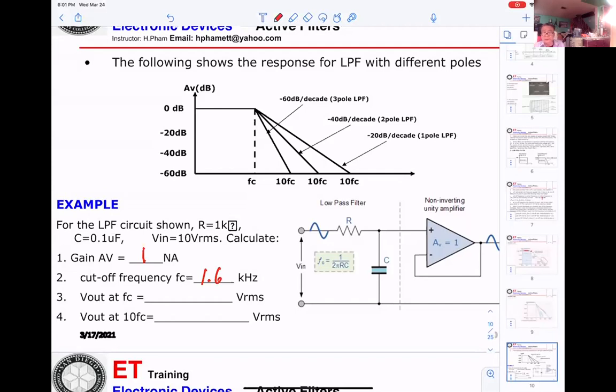Number 2, I want to calculate the cutoff frequency. You're using the formula 1 over 2 pi RC. And one student gave me 1.6 kilohertz. Make sure you're able to get it. Don't just copy the answer. Sooner or later you still have to do that very basic calculation.